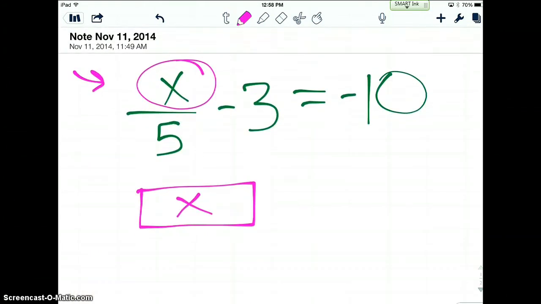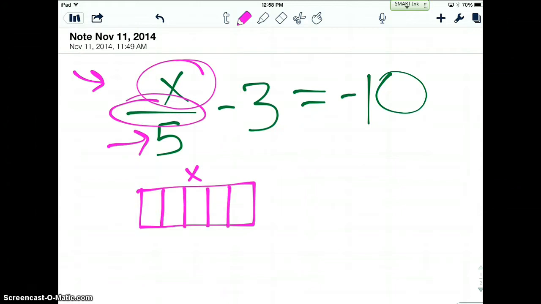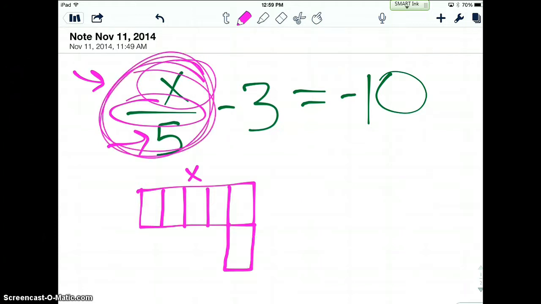So we have X, and it says to divide it up into 5 parts. So instead of writing X in there, I'm going to write it on the outside, and then I'm going to split it into 5 equal parts. Okay, so I have 1, 2, 3, 4, 5 parts, and I'm going to take one of those parts, X cut up into 5, one of those parts.